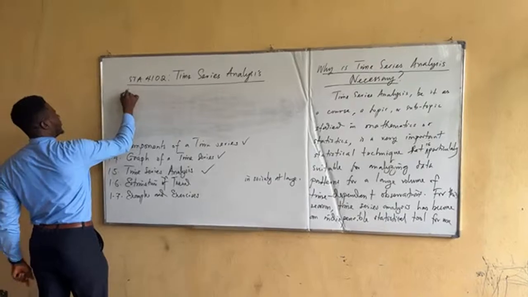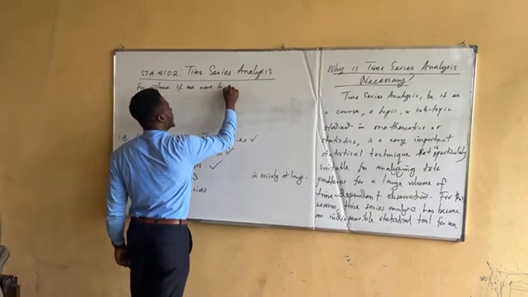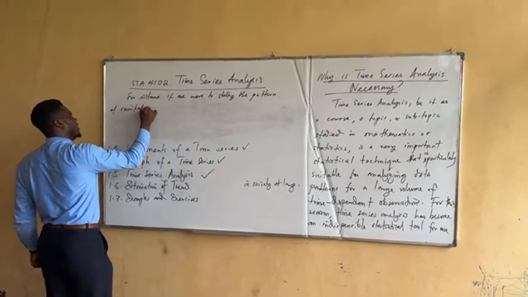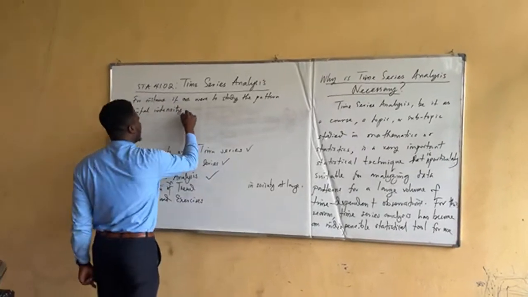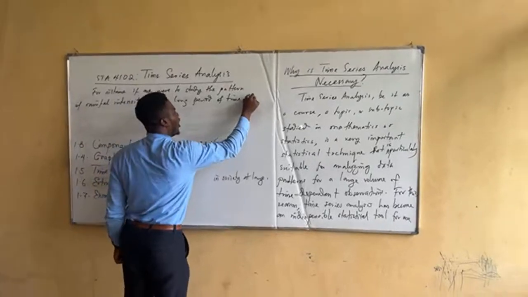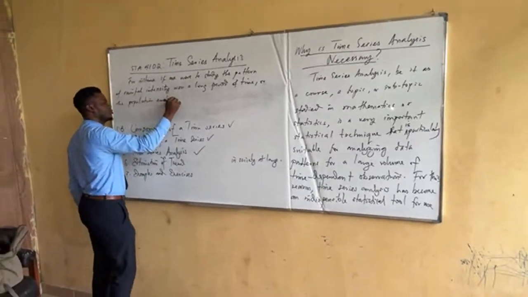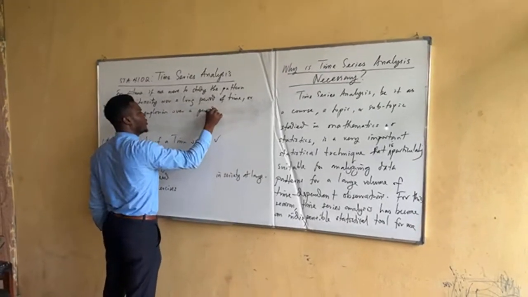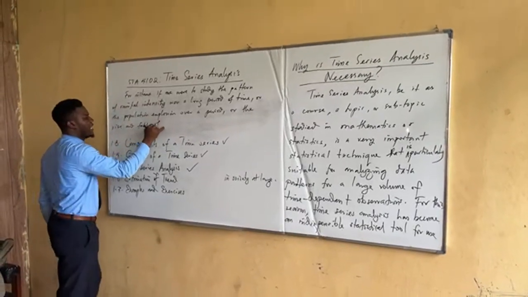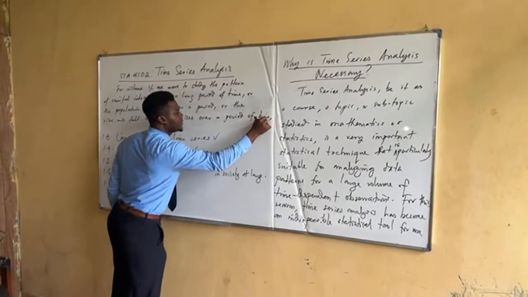For instance, if one were to study the pattern of rainfall intensity over a long period of time, or the population explosion over a period, or the rise and fall of stock prices over a period of time, etc.